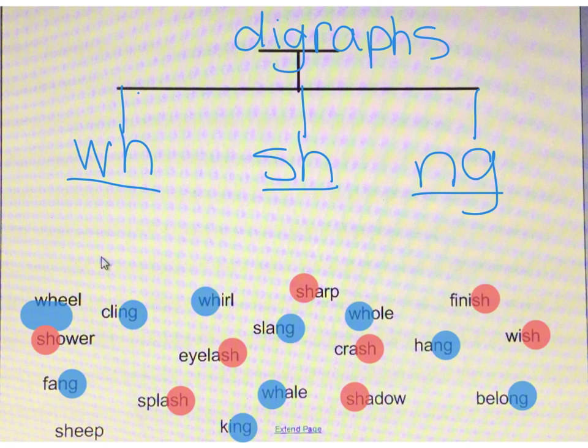Take a look at these words and think to yourself, where would I put each word? Would I put it under the WH column, the SH column, or the NG column? Later this week, you may be asked to create your own tree map, so take some time to carefully study this one.